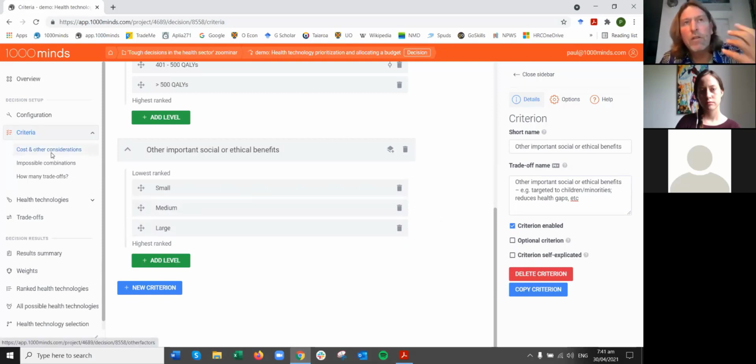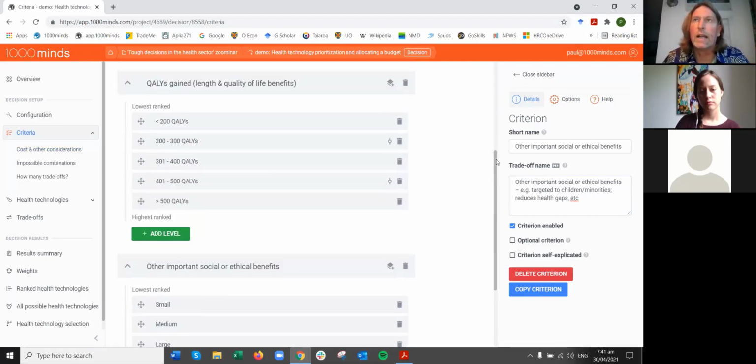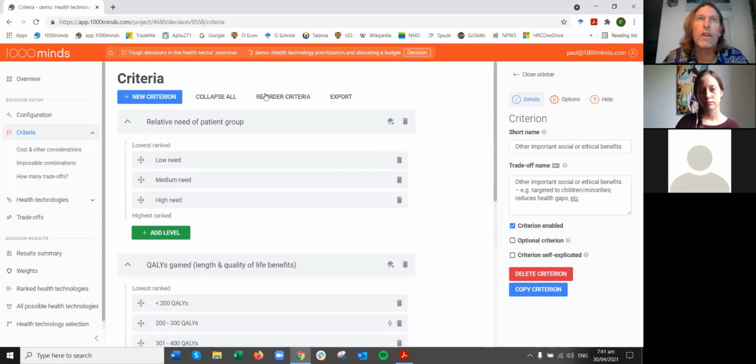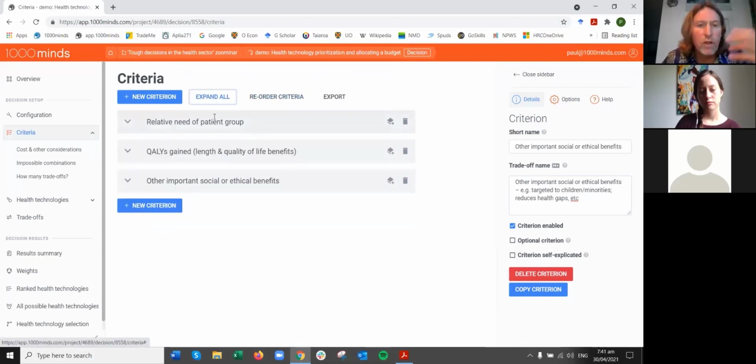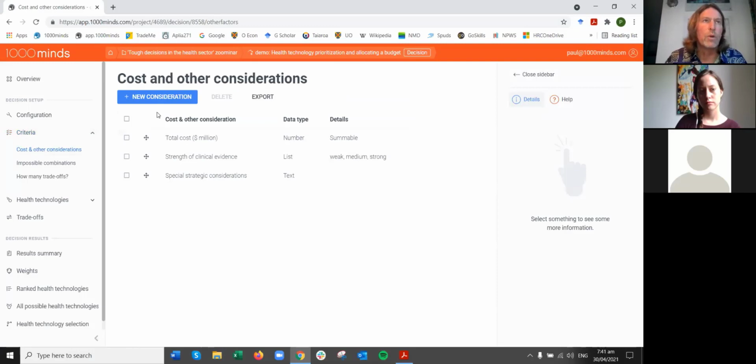Now, I like to think of those criteria in this particular example as being related to, well, what's the health system trying to achieve? What are its objectives? What are the benefits associated with these treatments at a macro level? But of course, there are going to be other considerations that are important as well. So they'll come into the final section when we make a selection.